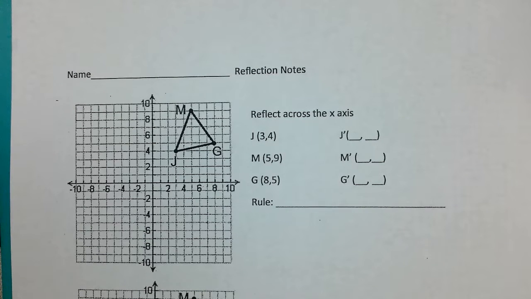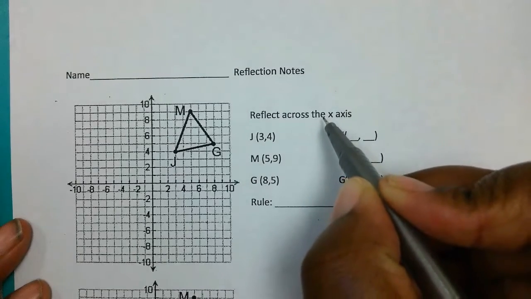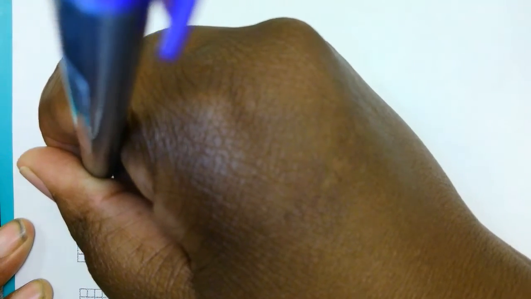Hello everybody. So we are going to do the transformation of a reflection today. A reflection is more like a flip. When you're doing a reflection, you want to think about where you're reflecting across. In this first problem, we say reflecting across the x-axis. So I find my x-axis. This is the x-axis.